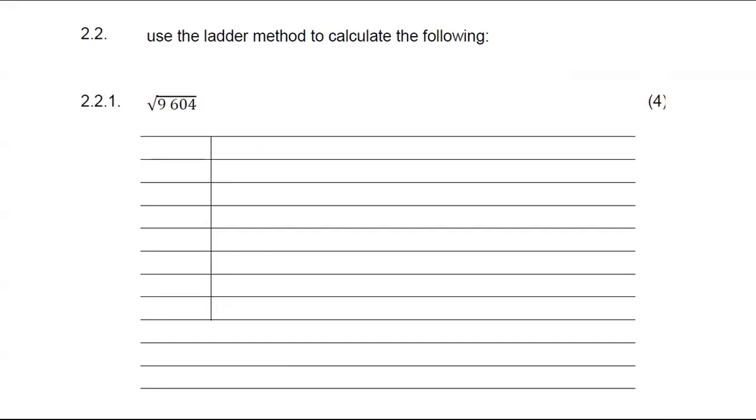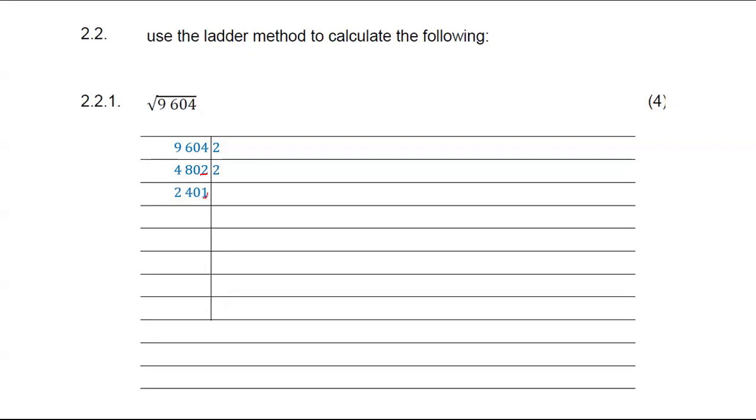Take it and divide it by the lowest prime, which is 2 here. 9,604 divided by 2 will give you 4,802. The last number there is an even number, so I can still use 2. Divided by 2, it'll give me 2,401. Now the last number there is odd, so I can't use 2 anymore.